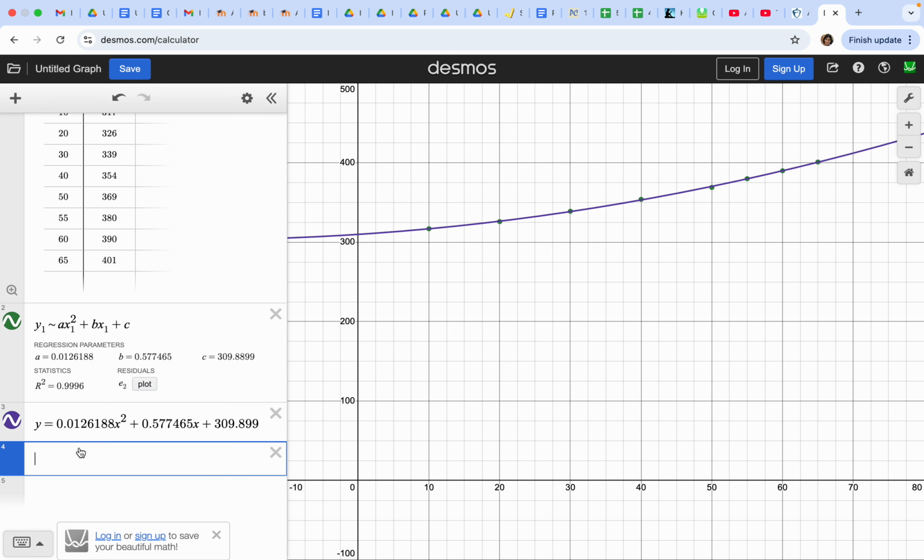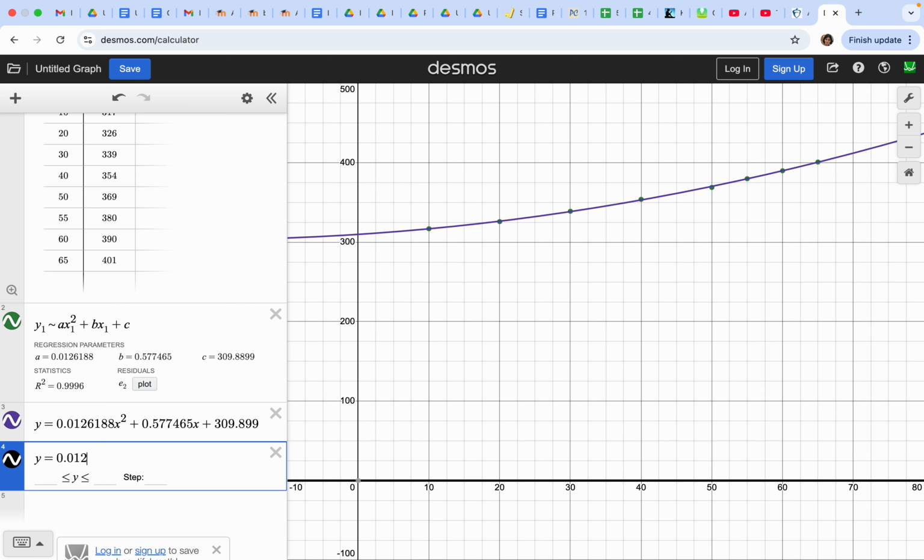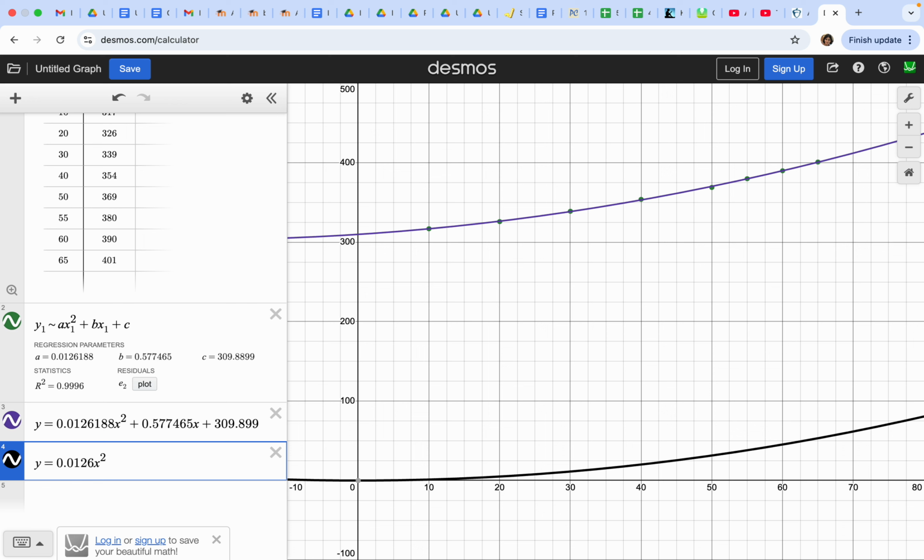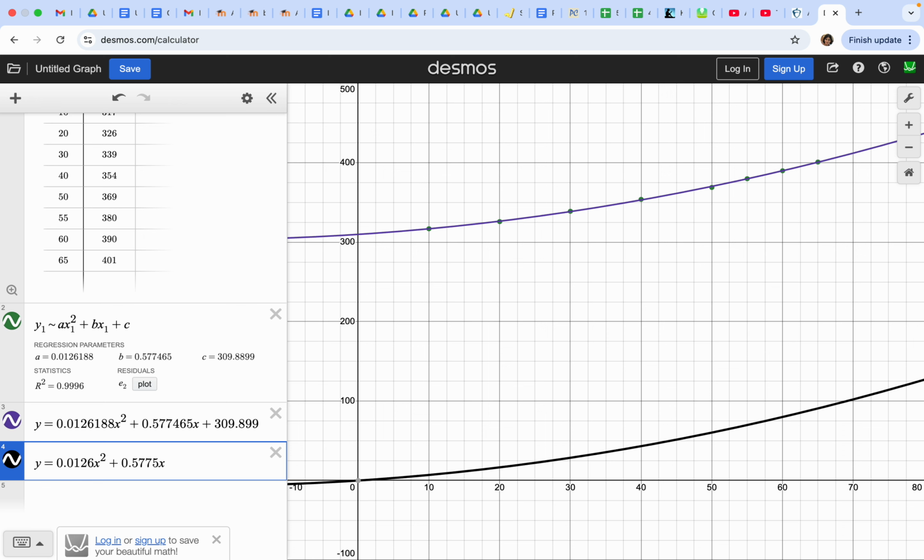We can play around with this a little bit. If I round it by quite a bit, to 3 or 4 decimal places, 0.5775x plus, keeping in 4 decimal points, 899, it's not going to be any different. You could even play around with getting fewer decimals. But we have our model from this data.